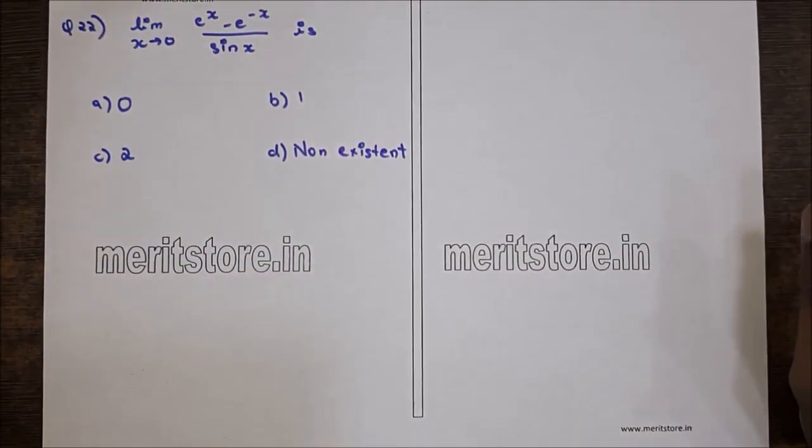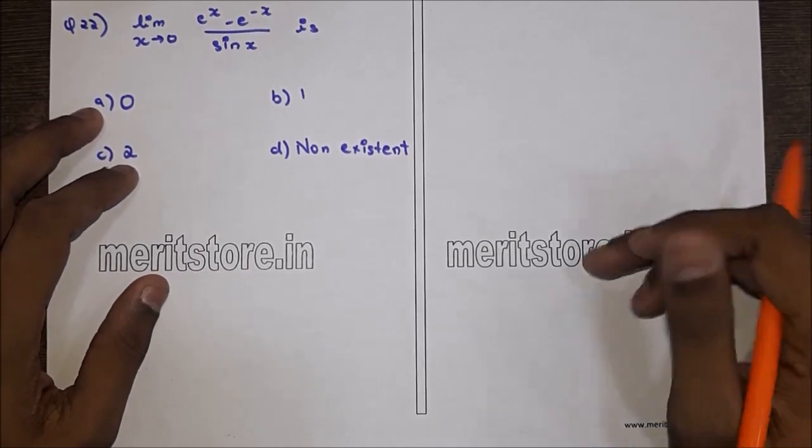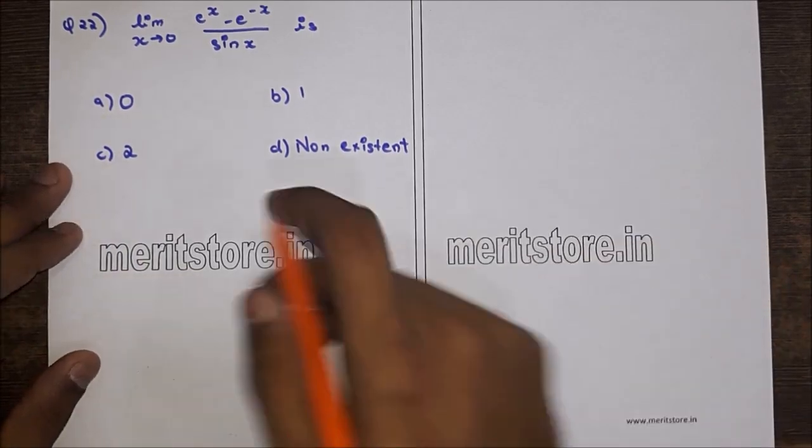Limit of x tends to 0, (e^x − e^(−x))/sin x is: a) 0, b) 1, c) 2, or d) non-existent.